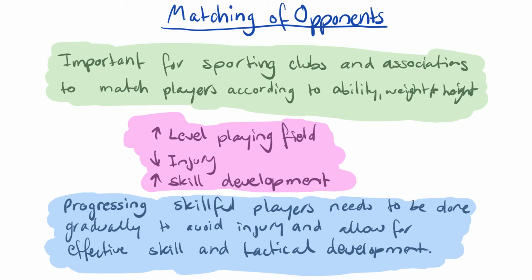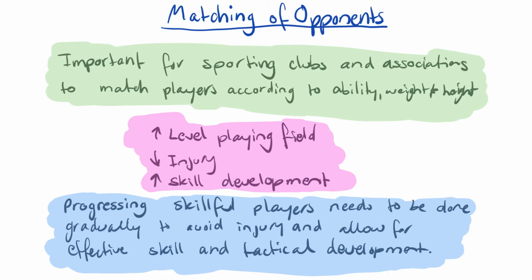And so obviously if we match opponents fairly in this aspect, we're going to have an increased level playing field. So it means that it's a fair playing field for all athletes, or for most athletes. And because of that, it's going to decrease the amount of injuries that are happening. And it will also allow for skill development. So if we're matching opponents with increased ability with other people who have an increased ability, that's obviously going to increase their skill development as well.